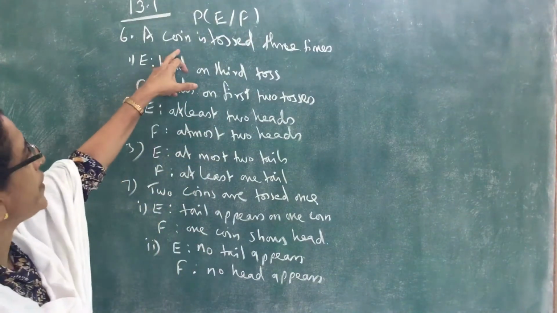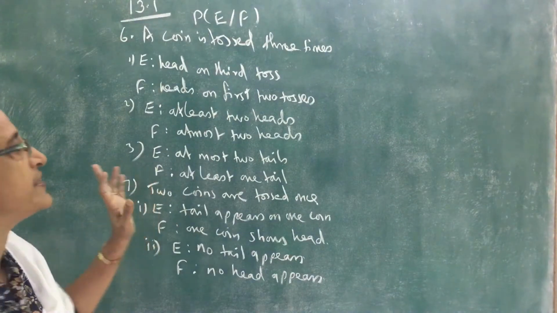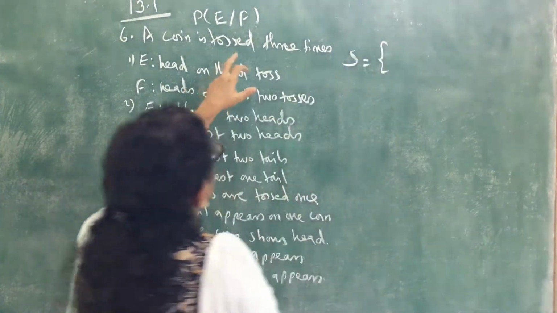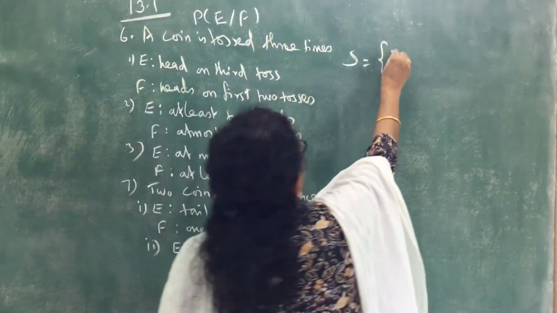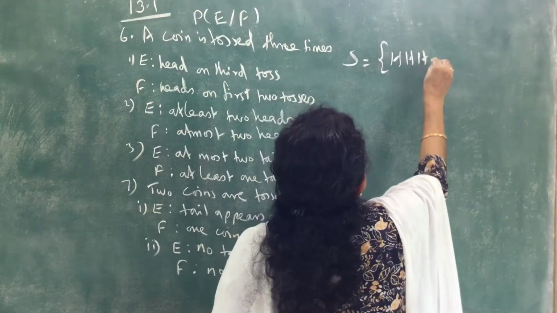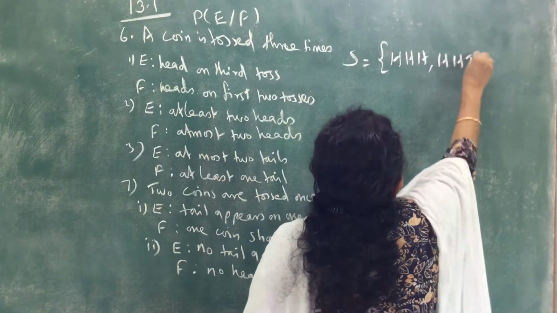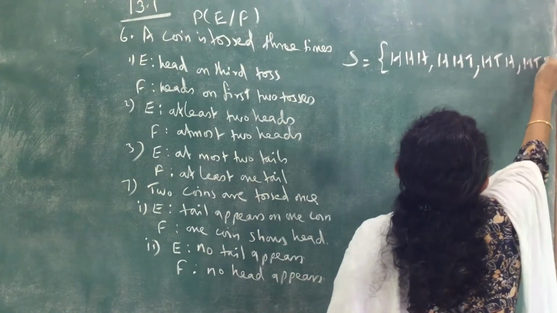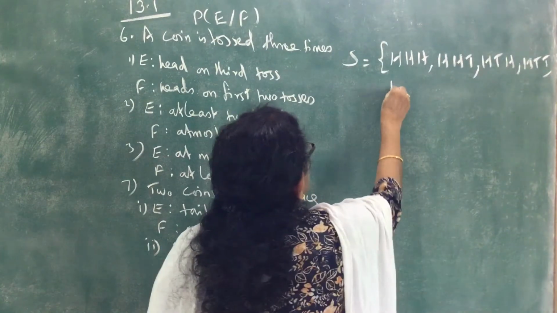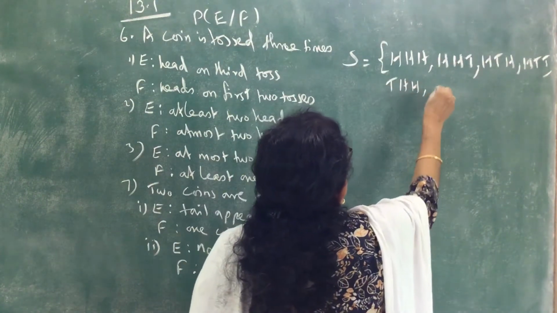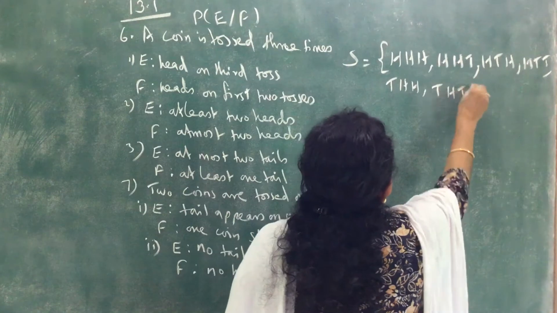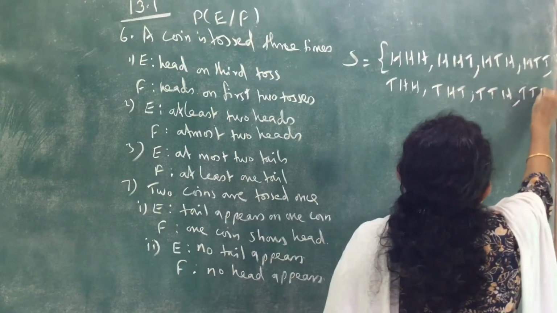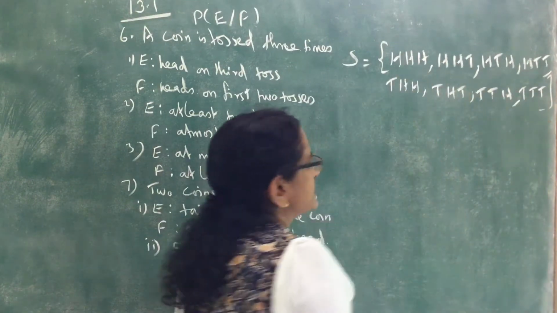Here, the coin is tossed 3 times. So write the sample space. S equal to, coin is tossed 3 times. So H... So this is the sample space.